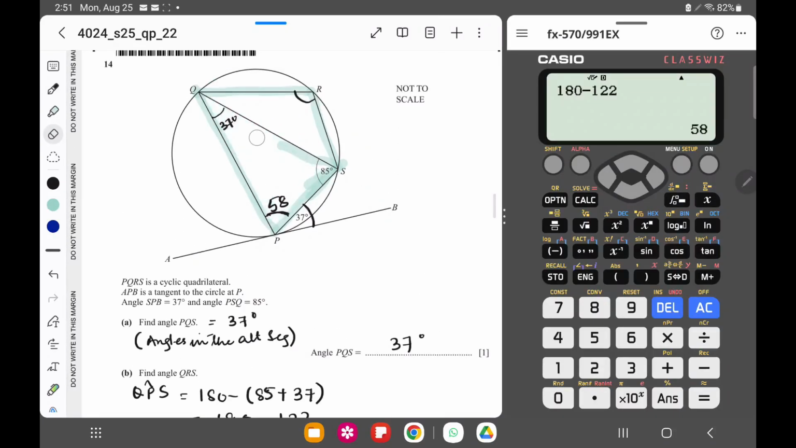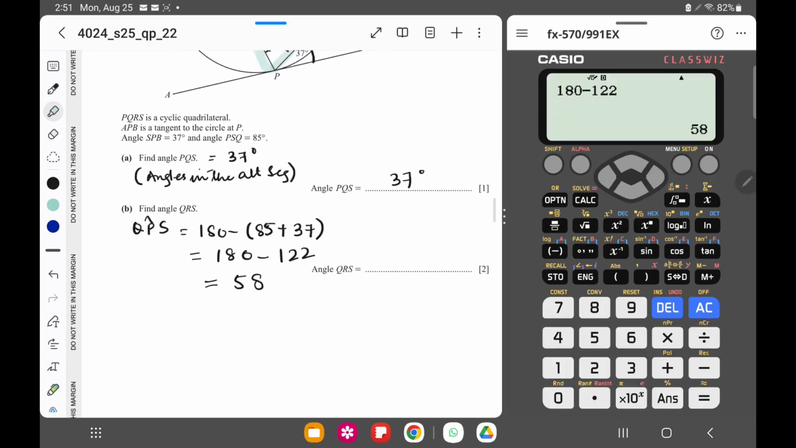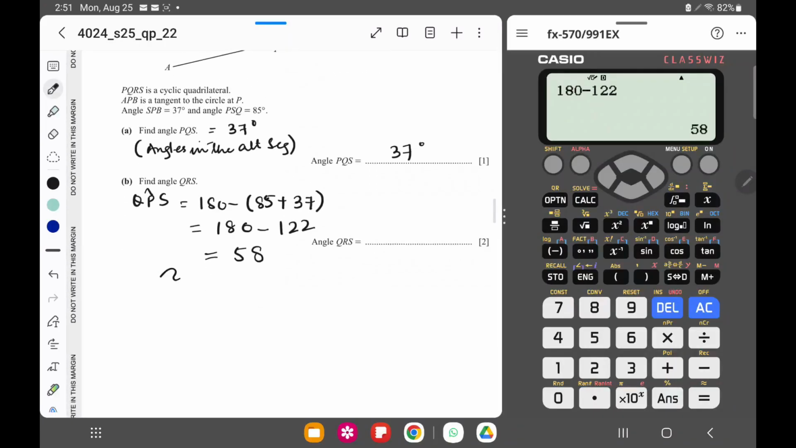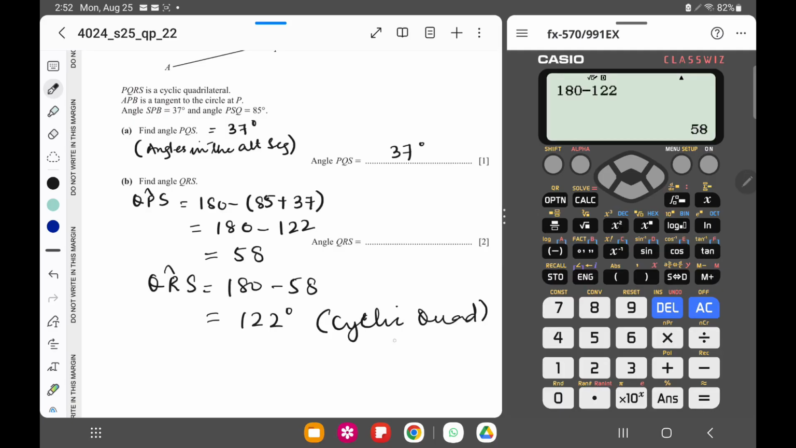Okay. Now we'll have to check the other one. This angle and this angle make 180 degrees. So your question is QRS. QRS is equal to 180 minus 58. So obviously it will be equal to 122, cyclic quadrilateral, or you can write down angles in the opposite segments are supplementary.